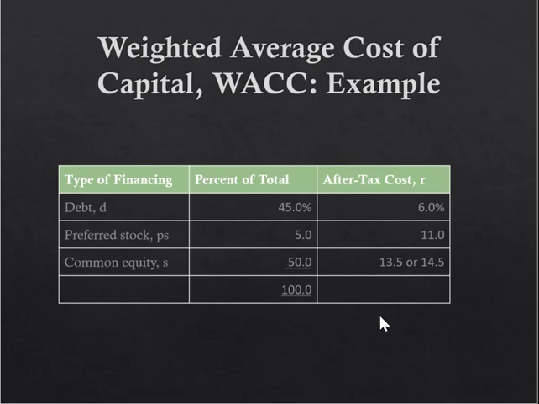Here's an example we'll walk through. If you have debt and it's 45% and the after-tax cost is 6% on the debt, preferred stock, you've got 5% in your capital stack and the after-tax cost is 11%. And common equity, you've got 50% of your capital stack is common equity, and it's 13.5% for existing retained earnings and 14.5% because of flotation costs for new stock.